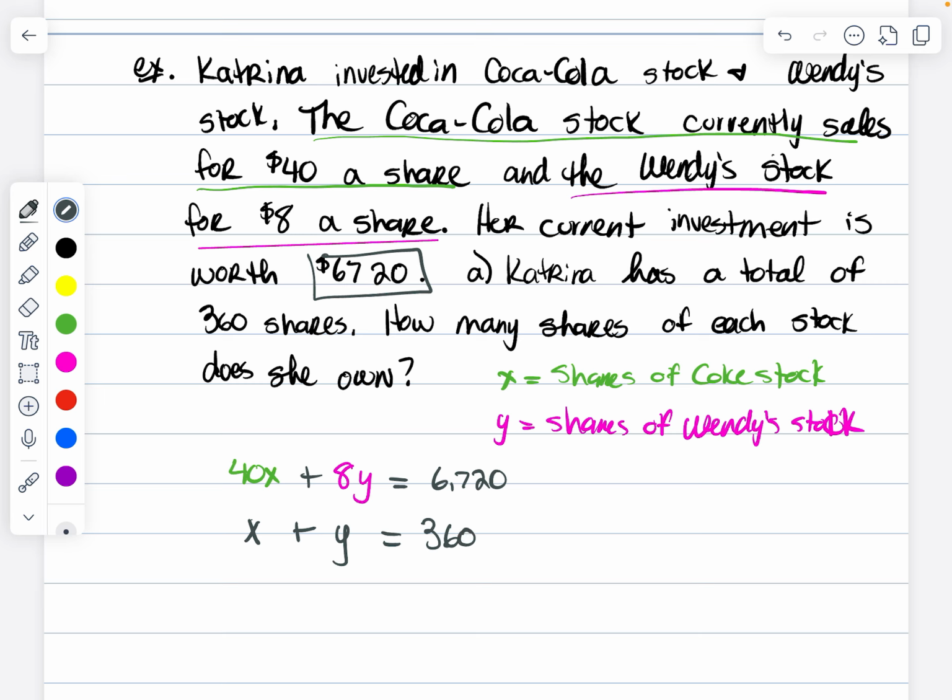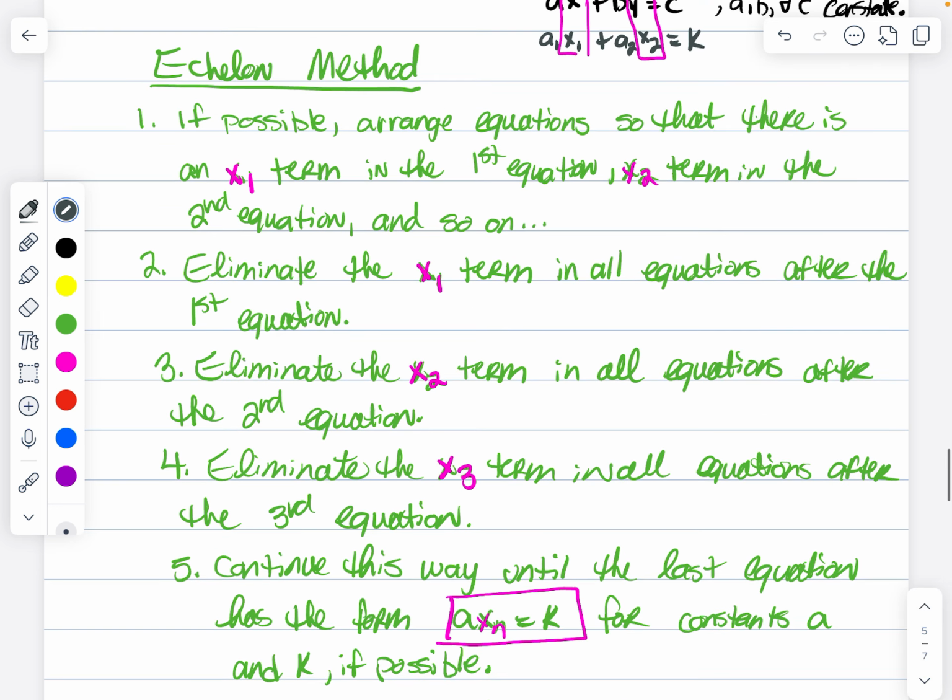All right, so we've written out our equations. They are linear. They're in standard form. And now we need to actually solve for X and Y so we can know how many shares of Coke she has and how many shares of Wendy's she has. And we're going to use this whole echelon method.